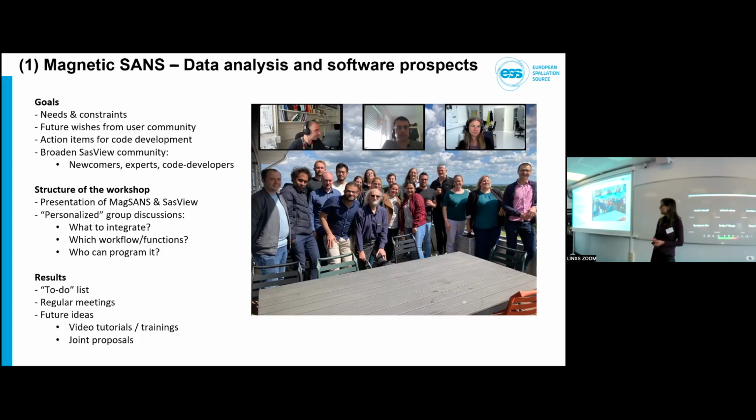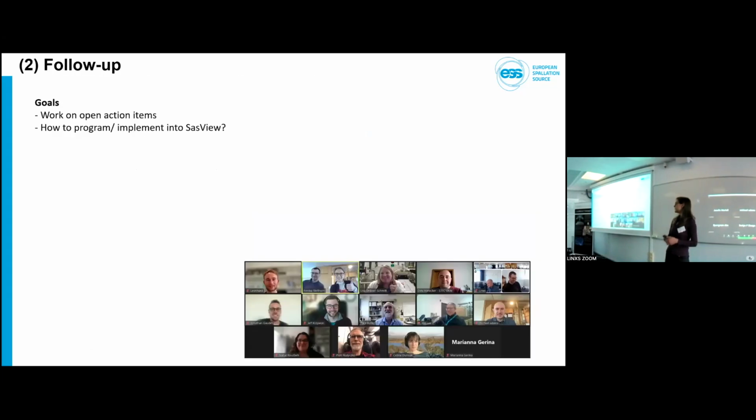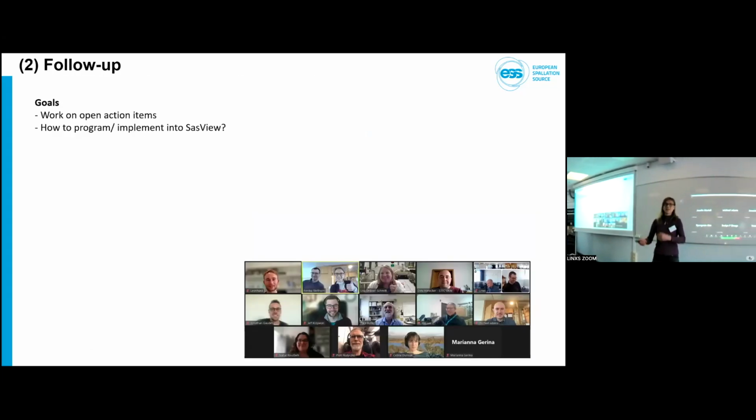Now, this was the first workshop, where we made this kind of to-do list. So basically, we just wrote down what is to be done. Then, of course, the next part is to have a follow-up workshop to implement the points from our to-do list into SASView, to basically start the coding.